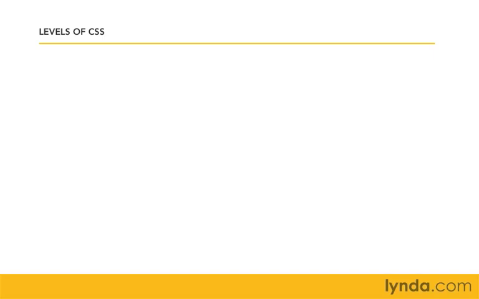CSS comes in 3 different levels. They're not versions, though they're often referred to as versions. You might hear people speak of CSS version 1 or CSS 1, CSS version 2 or CSS 2. In fact, they are levels.